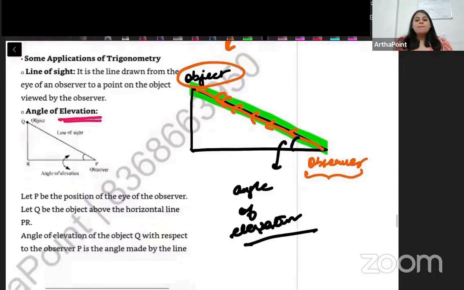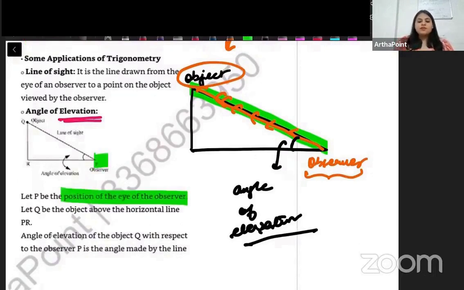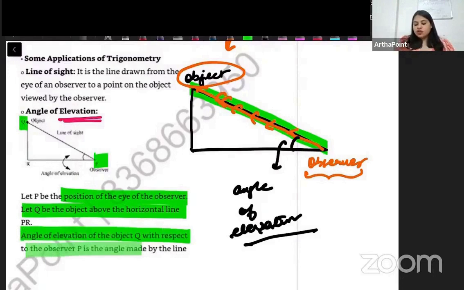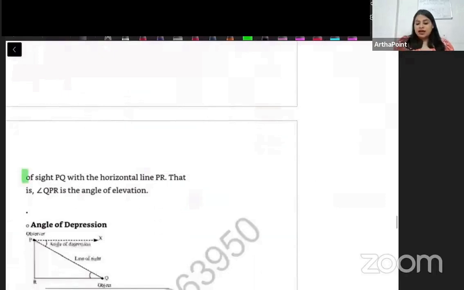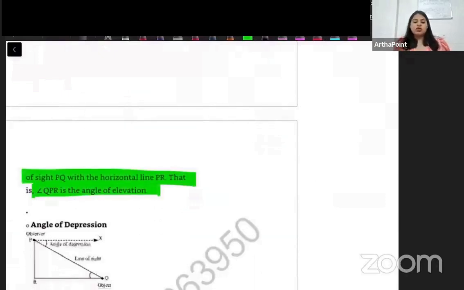Right. T is the position of the eye of the observer. Q is the object here. The angle of elevation of the object Q with respect to the observer is the angle made by the line of sight with the horizontal line. I hope this is clear to you.